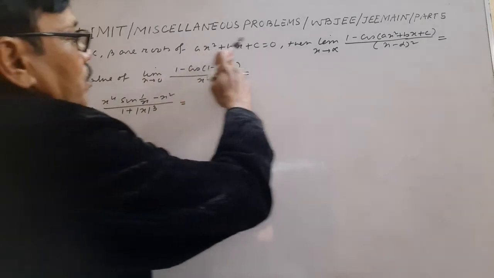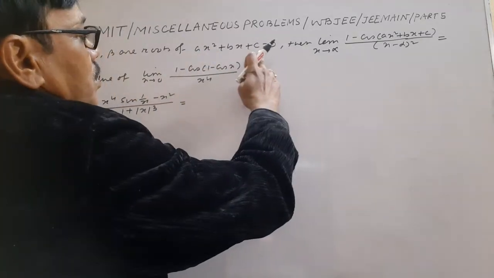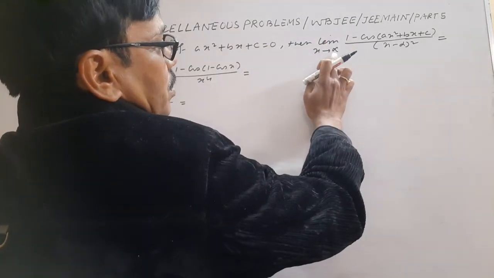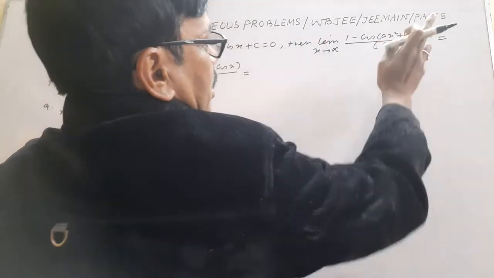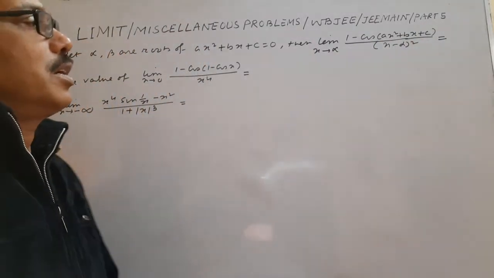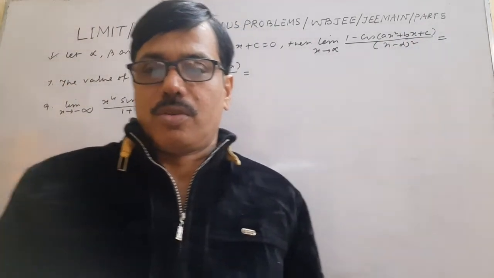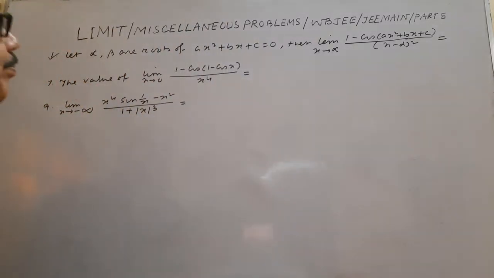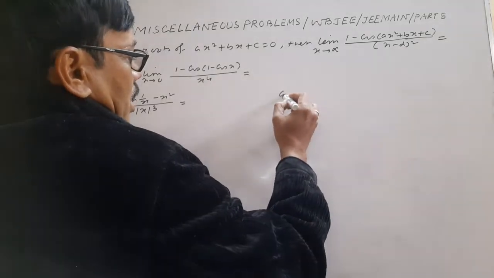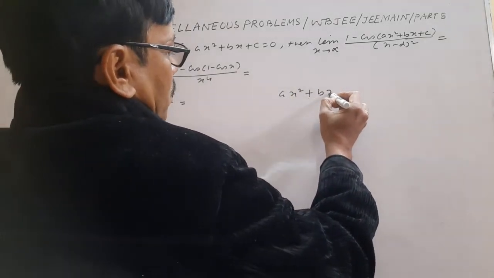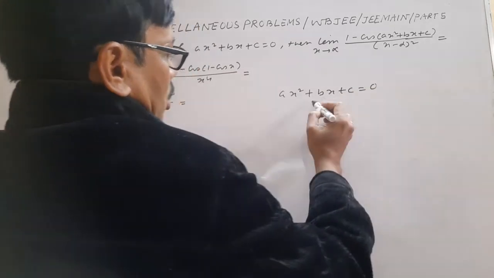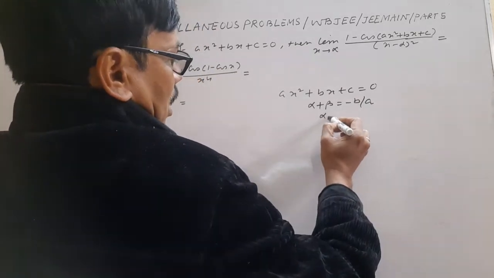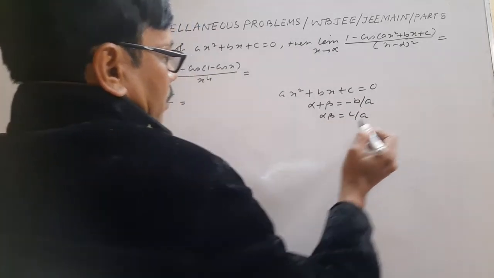Alpha, beta are roots of the equation ax square plus bx plus c equals 0. Then limit x tends to alpha of 1 minus cos of (ax square plus bx plus c) by (x minus alpha) whole square equals what? So, ax square plus bx plus c equals 0, roots are alpha, beta. We know this one: alpha beta equals c by a.